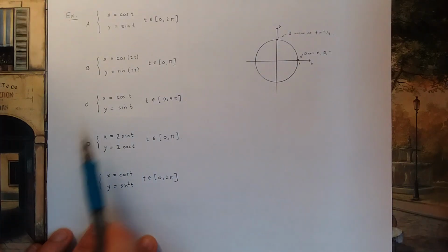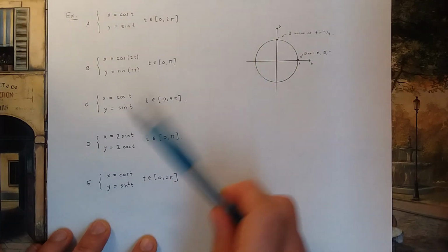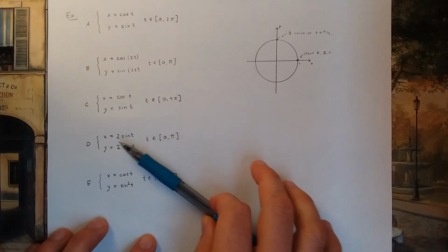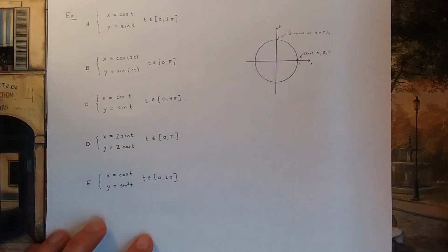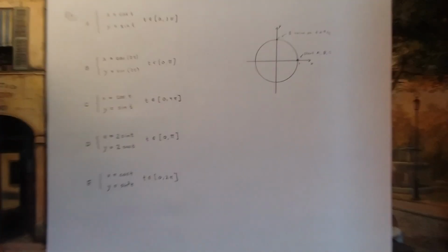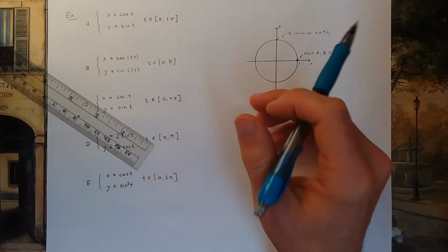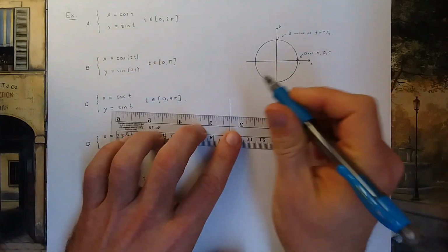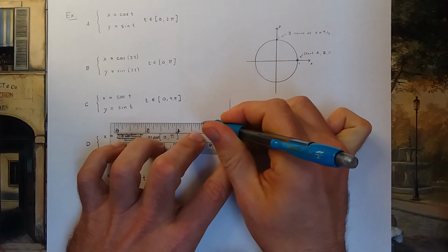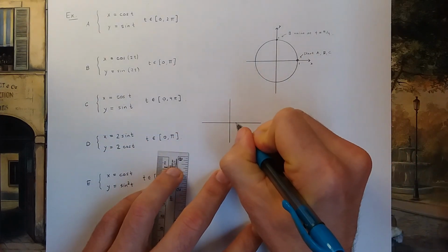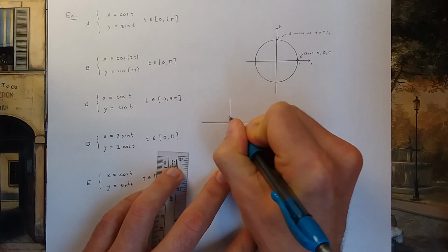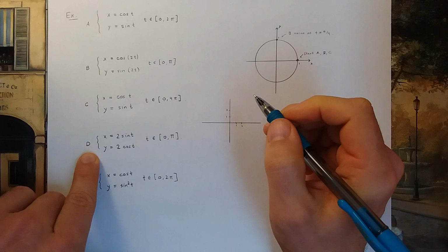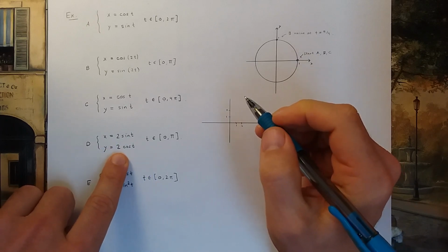Equation D is not the same circle. So equation D is part of a circle of radius 2. So let me draw a graph of what equation D might look like. So here is a new axis. And this time, there's 1, there's 2, there's 1, there's 2. This time, D gives me part of a circle of radius 2.